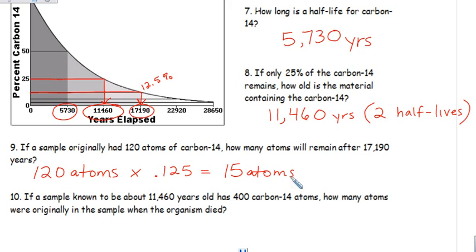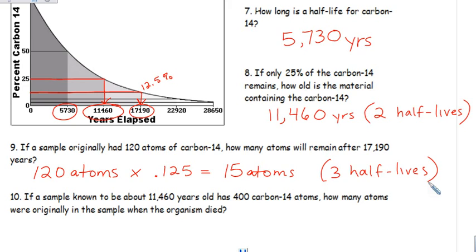Or option 2, you could say, well, this is 3 half-lives. So the first half-life would bring my 120 atoms down to 60. The second half-life would go 60 down to 30. After 3 half-lives, 30 atoms would decay to 15. You get the same answer either way.